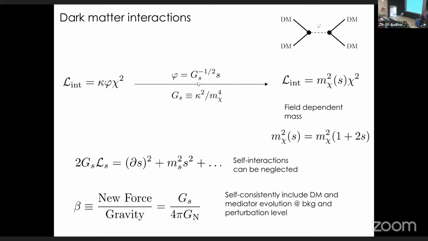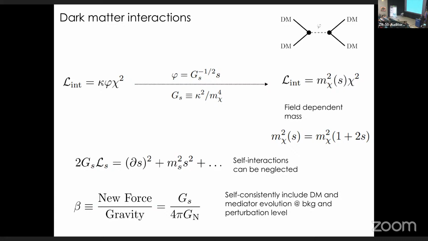And for example, one reason why we want to do this filter definition is that automatically all self-interactions can be neglected because they're suppressed by a larger power of this GS. So the new parameter of the model is the strength of this new force compared to gravity. So it's this GS over G Newton, and for us, it's conveniently normalized by 4 pi.